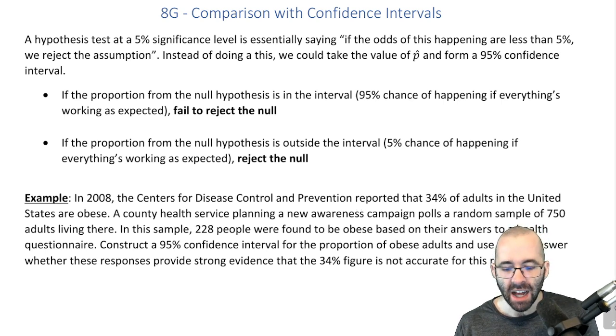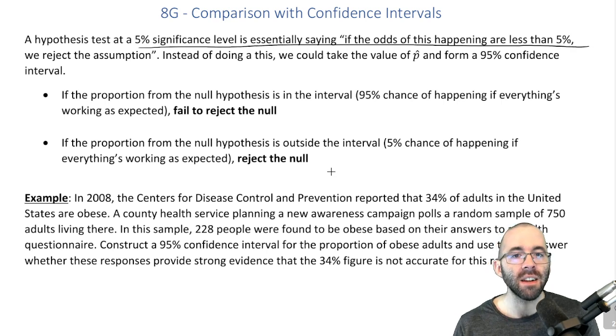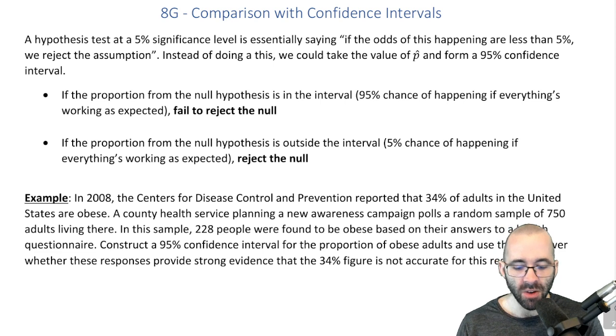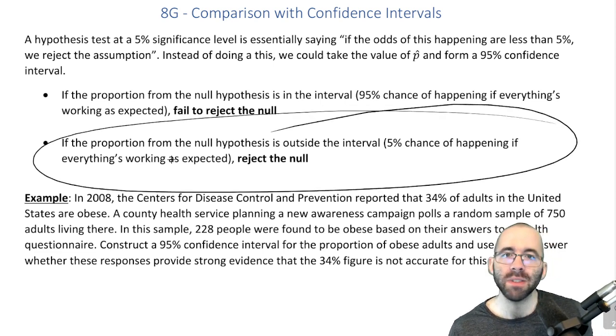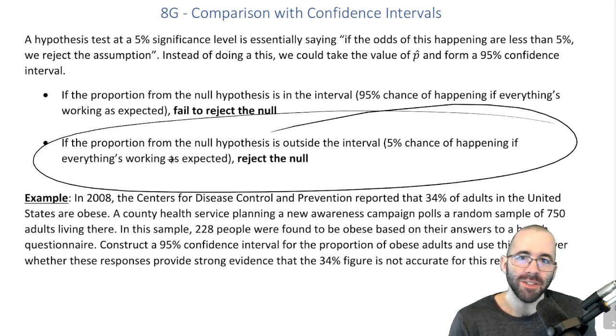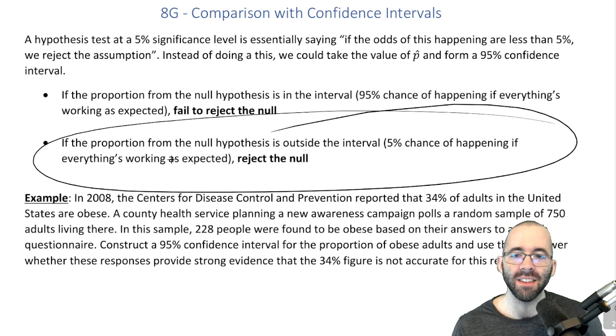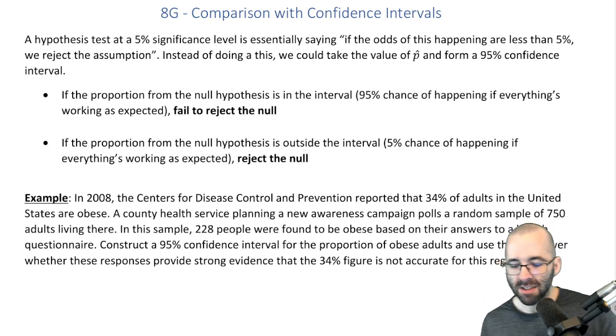So that's basically exactly what we're doing with hypothesis testing. If the odds of this happening are less than 5%, we reject the null. If we're outside a 95% confidence interval, there's only a 5% chance of that happening, so it's really the same thing, basically. There are some small distinctions, but it's basically the same thing. Let's get some practice with that.